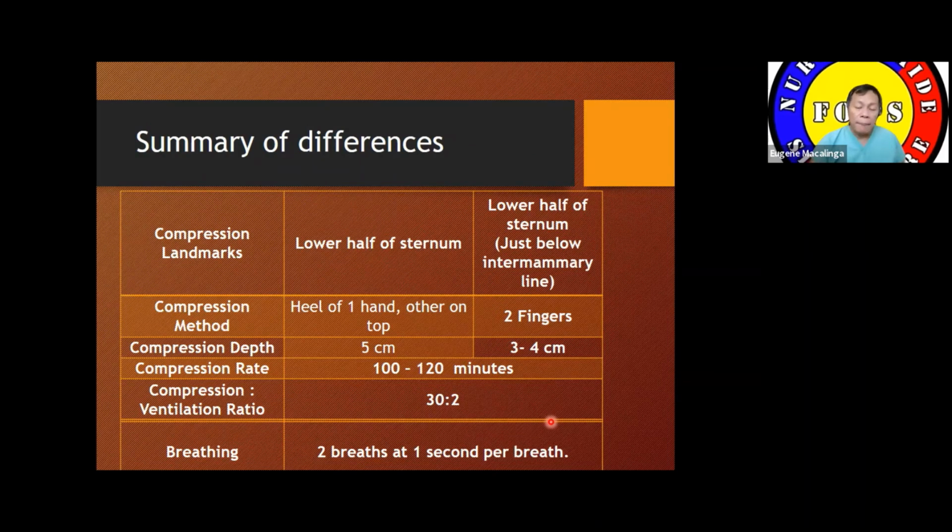Pay particular attention to the staff who will be demonstrating in front of you. Listen attentively, take down notes, and pay particular attention to the steps. That's very important. Pay very particular attention to the movement of the hands, the counting, the location, and the landmarks, right? Where the staff will place their hands during the CPR. So this is the summary for your adult CPR.